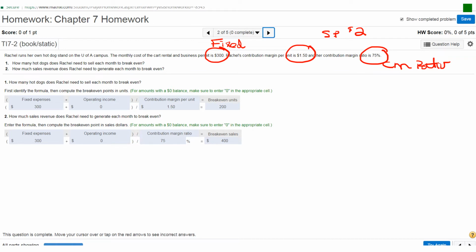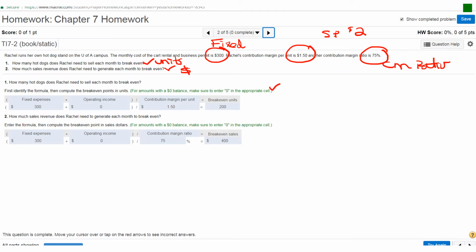So the two parts to this problem are, number 1, calculate break even. And then part 2 says how much sales revenue does Rachel need to generate each month to break even. So both of them are break even. The first one, I'm going to make a note, this is for units break even. And the second part is they want the same idea, but they want you to express those units in dollars. And I'll show you a couple different ways you can do it.